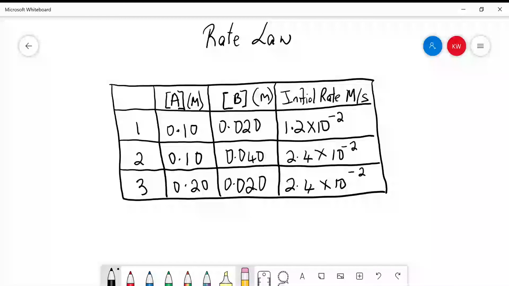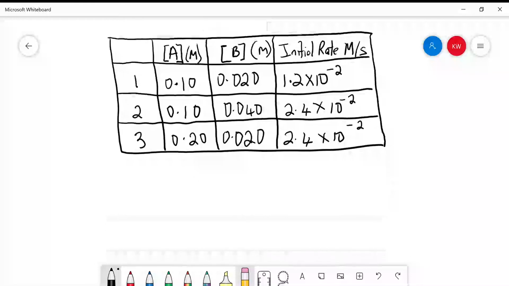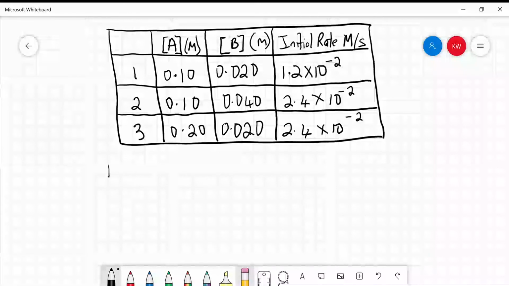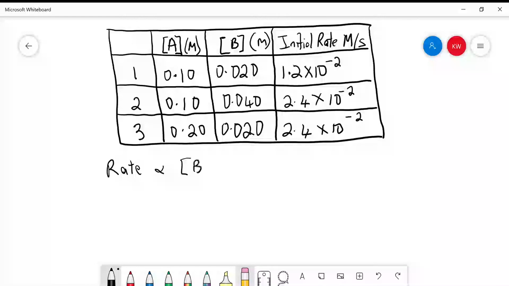In this case, we can see that B is doubled because we're starting at 0.02 and ending up with 0.04. So when B is doubled, we're going to see how the initial rate is affected. When this is doubled, the initial rate is also doubled. From this information, we could know that the rate is proportional to B to the 1 power. So when we double this, the rate is doubled.